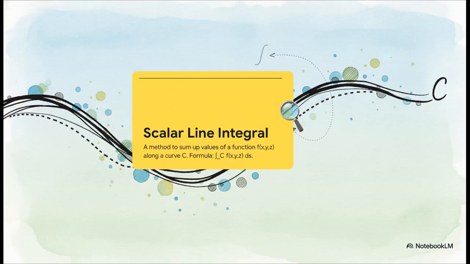And here it is. This is our solution. It's called the scalar line integral. It's specifically designed to add up the values of some function, we'll call it f, along pretty much any curve C you can think of. Now the real secret sauce here is that little ds at the end. It's telling us we're integrating with respect to arc length, which is just a fancy way of saying we're following the actual length of the path, every twist and turn.